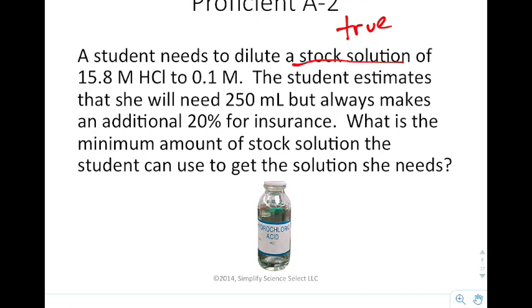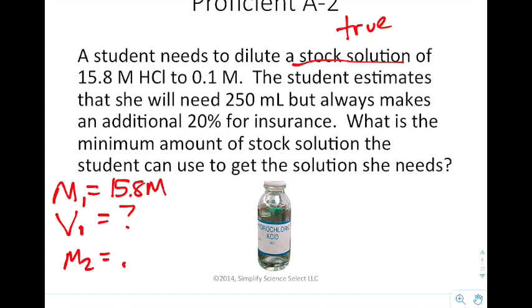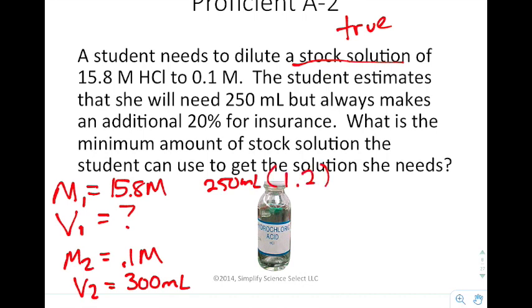So what you'll do here is it says, okay, what is the minimum amount of stock solution the student can use to get the solution she needs? So let's look at it. The first thing is, I know the first molarity. The first molarity is 15.8 molar. The volume of the stock concentration is what I need to know. The molarity of the second solution, the one that I want, is 0.1 molar. And the volume that I want is 300 mils. That's what you get whenever you have 250 mils and you add a 20% for insurance. You multiply that out, you get roughly 300 mils.